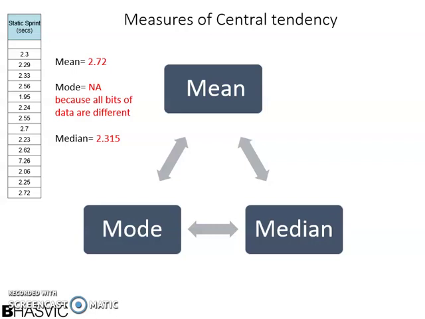So now we're going to talk about descriptive statistics. First, we're going to talk about measures of central tendency. Central tendency is a single number that represents a data set. For example, the mean, median and mode are examples of central tendencies within a statistical distribution.